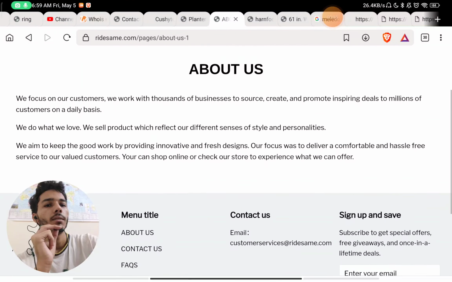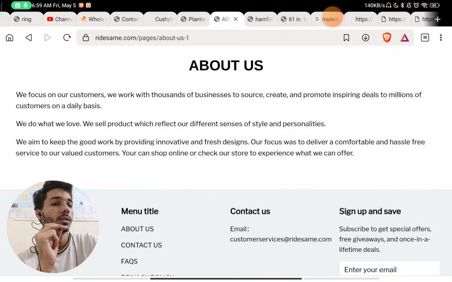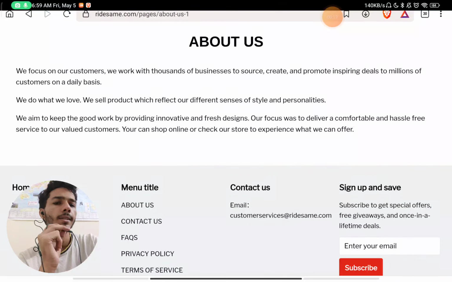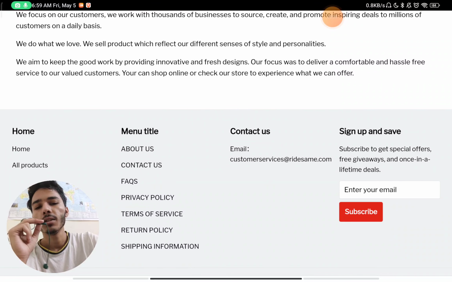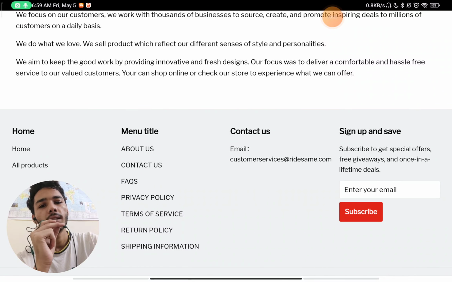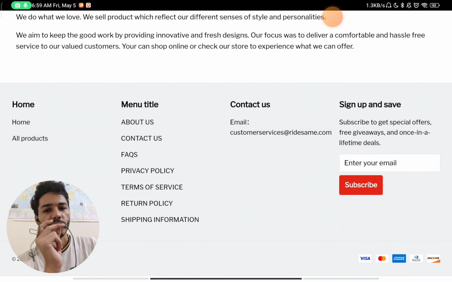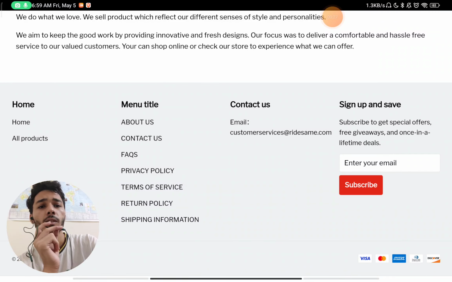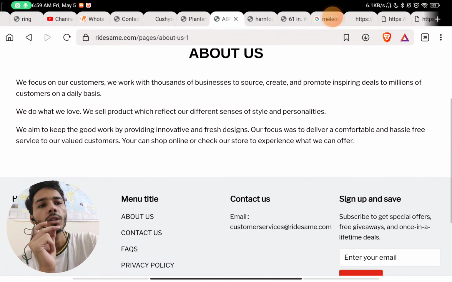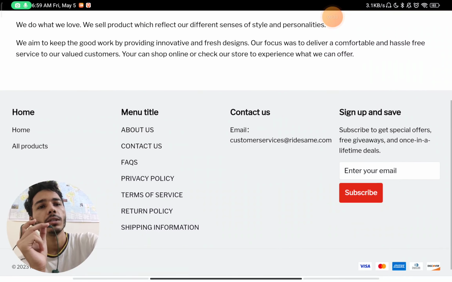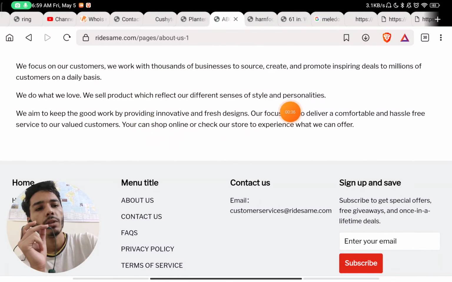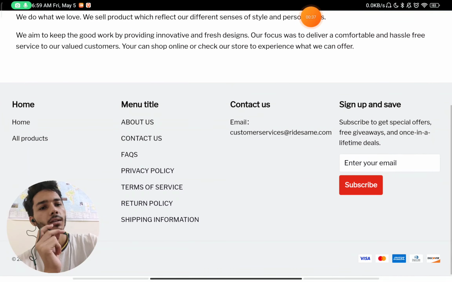You will see they have written, we work with thousands of businesses to source, create and all these things. They are literally selling that they are an e-commerce company and they are just aggregating other sellers' products on the website. Let's see if this is true or not. But you will see that they have not exactly told what category of products they are selling on the website or when this website was started. Nothing like that is given.